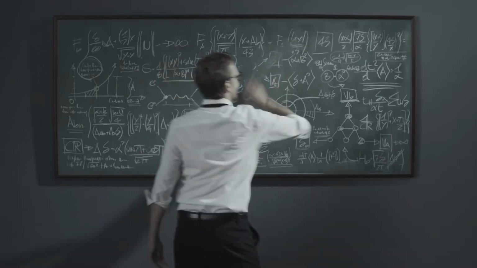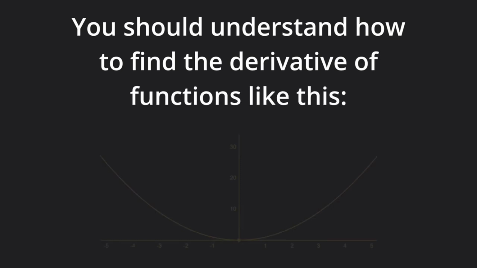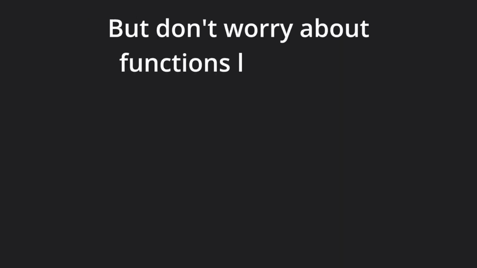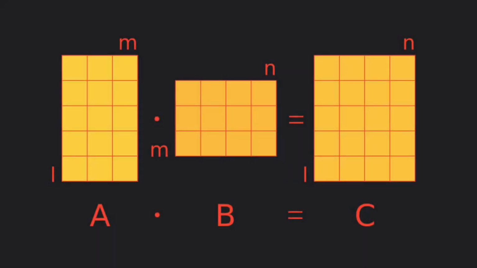It's actually a misconception that you need a crazy amount of math for ML. You can get started with a basic understanding of matrix multiplications and derivatives from calculus. That means you should understand how to find the derivative of functions like this, but don't worry about functions like these. Also, you may have heard before that complex ML models just boil down to matrix multiplication. While this is a bit of an oversimplification, there's also plenty of truth to that.